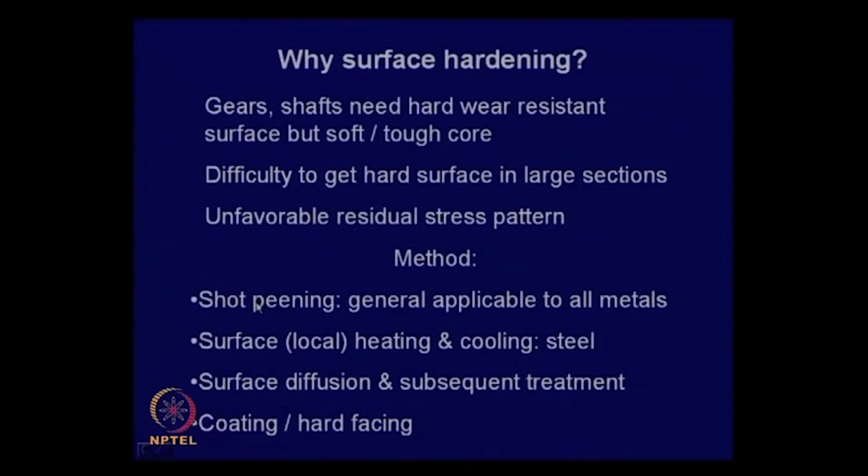But in shot peening, you try, say, hard balls moving at a very high speed are allowed to strike the surface, and the surface gets cold worked. There is a local hardening, which results in an increase in strength of the surface. Now, there is another way of doing it, that is local heating: heat only the surface and then cool it fast. This is applicable to steel, and here you do get very high hardness. We will talk about it in a little more detail.